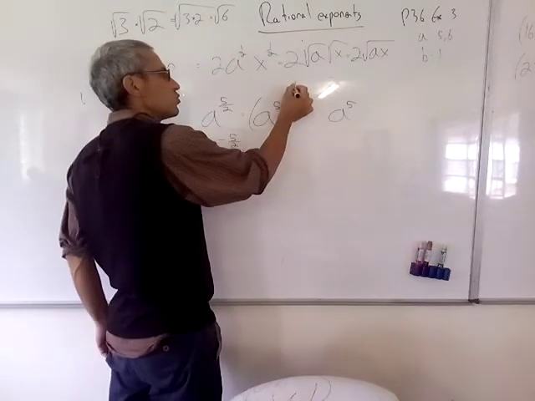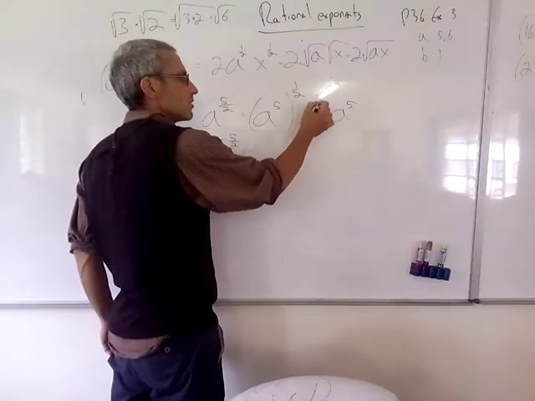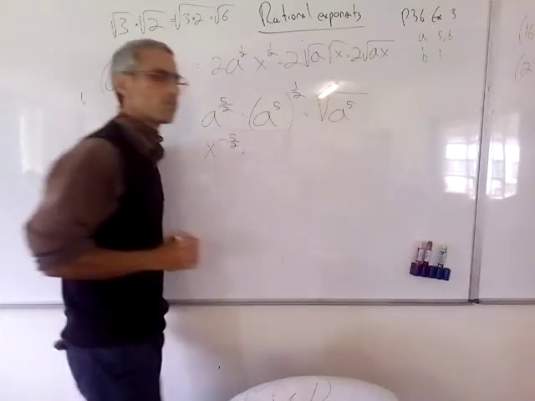What does it mean when I have to do it power half? What should I do to that? Square root the whole thing.